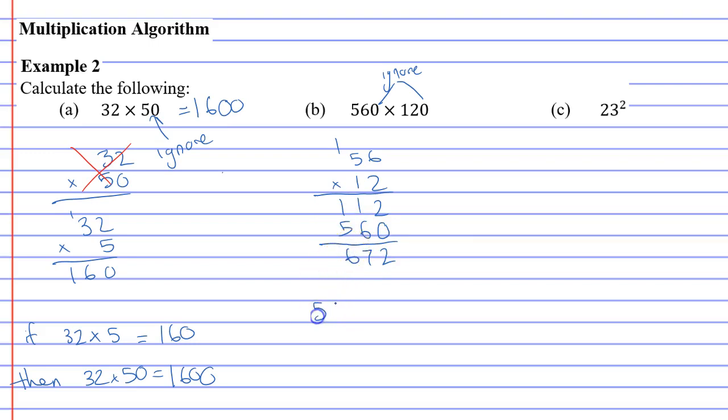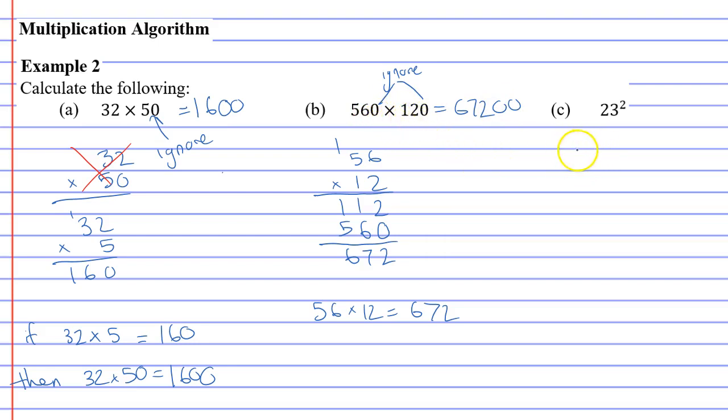So if we do 56 times 12, we get a solution of 672, which means that 560 times 120 is going to have the same digits, 6, 7, and 2, but we just need to add 2 zeros at the end of it since we took 2 zeros off at the beginning.